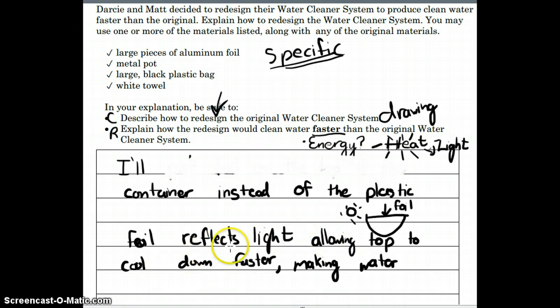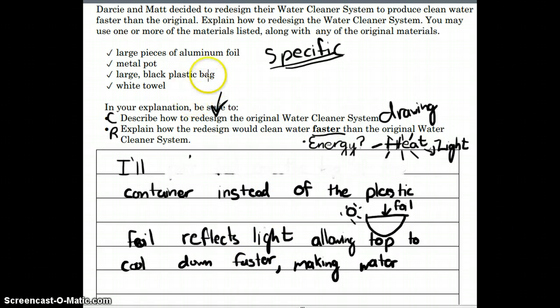Allowing the top to cool down faster, making water. Please, please, please don't put heat there. That is where a lot of people get these questions wrong, and I'm sorry that I made that mistake there. So check with your partner, check your own work.